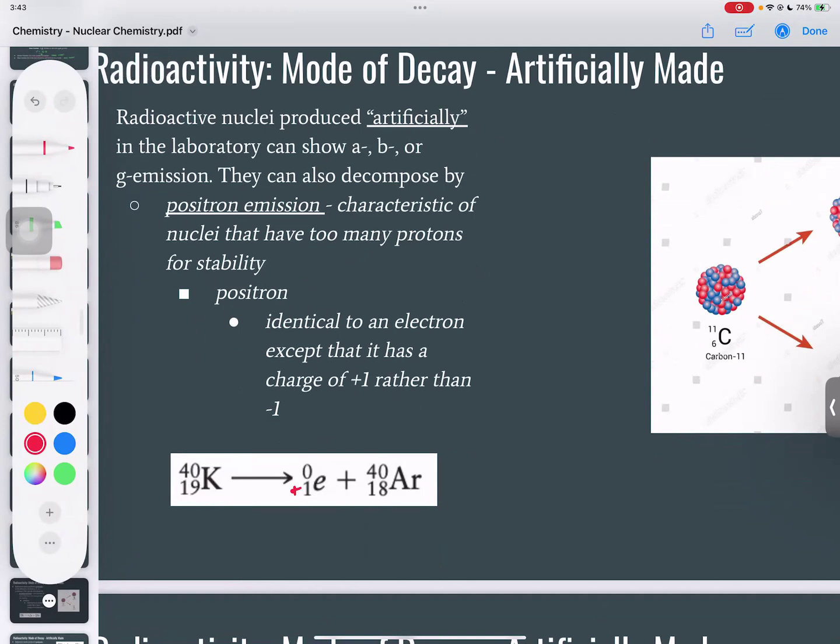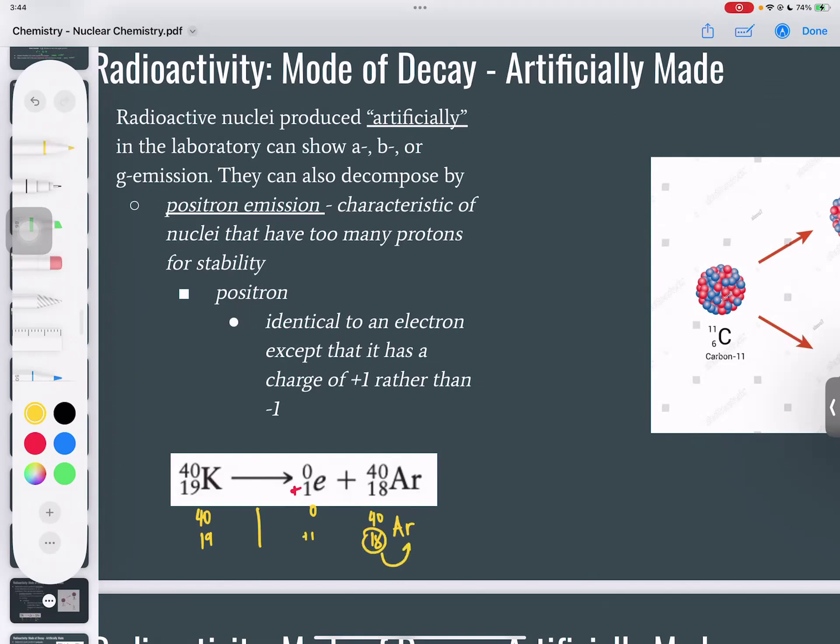So let's try and predict what the daughter particle is. And how do we know that it should be argon? So this is 40, 19. This is 0 and +1. Therefore, to balance this out, it should be 40. And 19 minus 1, that should be 18. So if you look at your periodic table, the element with the atomic number 18 is argon.